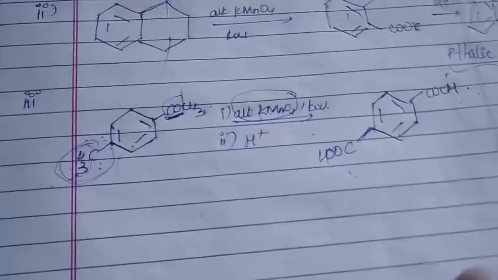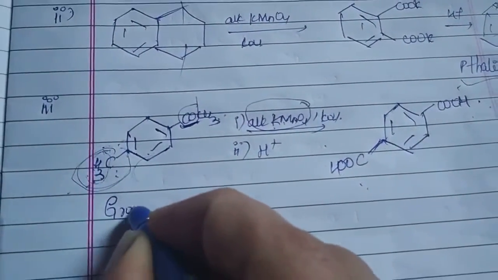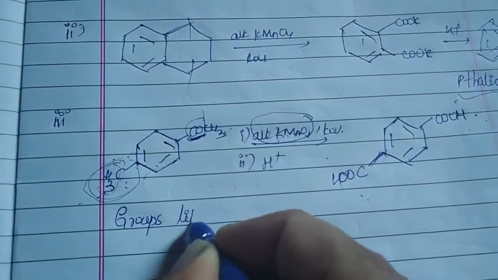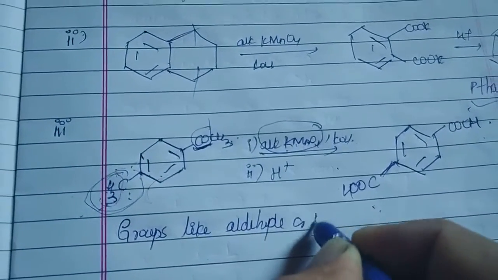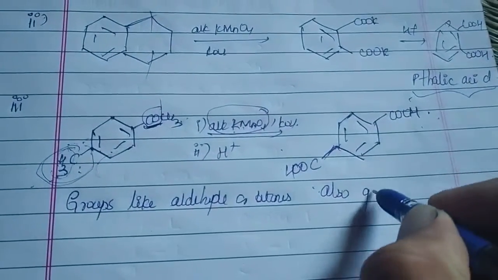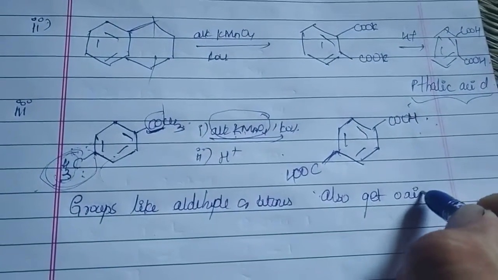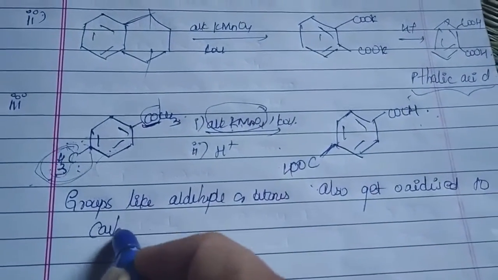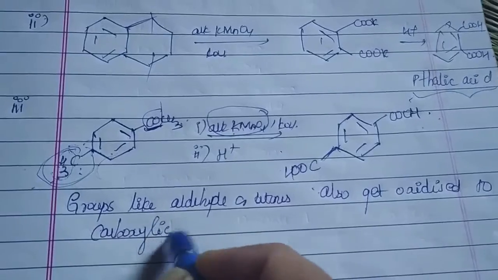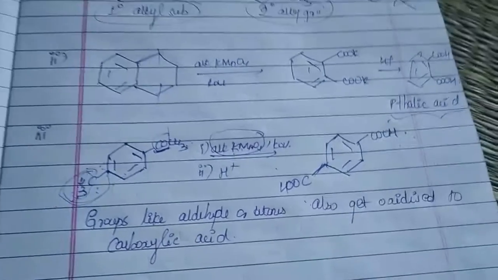So you have to remember the third important note. Groups like aldehydes or ketones also get oxidized to carboxylic acid. So importantly, we have come to know three important notes.